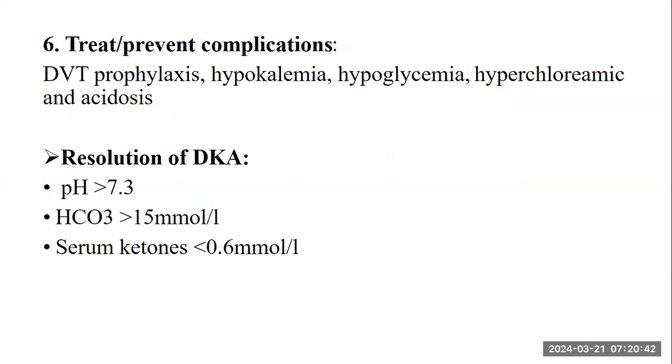So treat or prevent complications like you do DVT prophylaxis, you correct hypokalemia, hypoglycemia, hyperchloremia, and acidosis. Then how you know the DKA is resolving: the pH will now be greater than 7.3, bicarbonate more than 15 millimole per liter, serum ketones less than 0.6 millimole per liter.